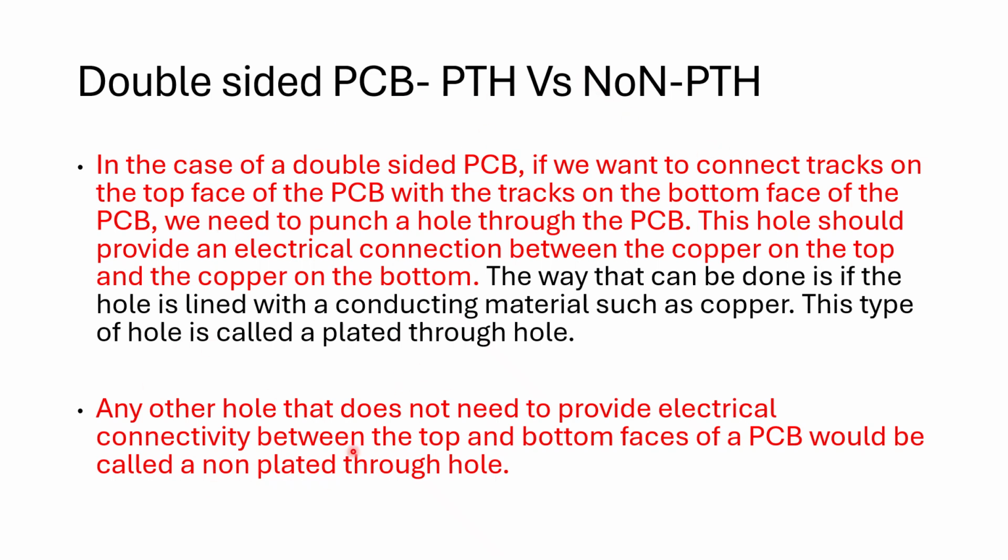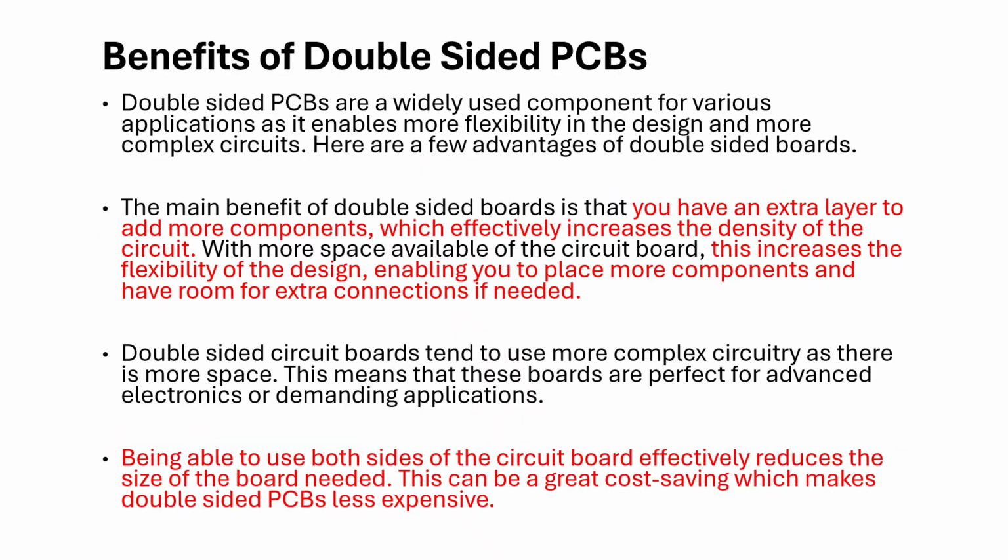So PTH is plated through hole, and non-PTH. In the case of double-sided PCB, if we want to connect tracks on the top face of the PCB with tracks on the bottom face of the PCB, we need to punch a hole through the PCB, that is PTH, right? This hole should provide an electrical connection between the copper on the top and the copper on the bottom, right? The way that can be done is that the hole is lined with a conducting material such as copper, so that is why this is called the plated through hole.